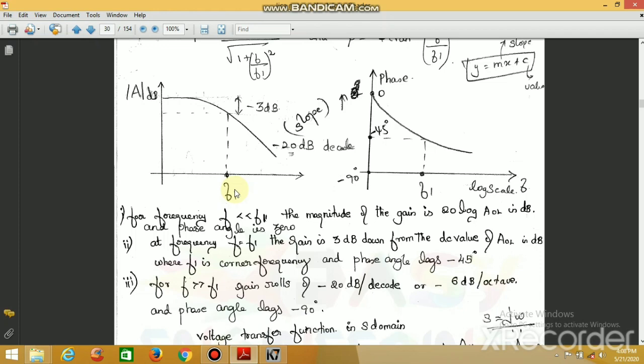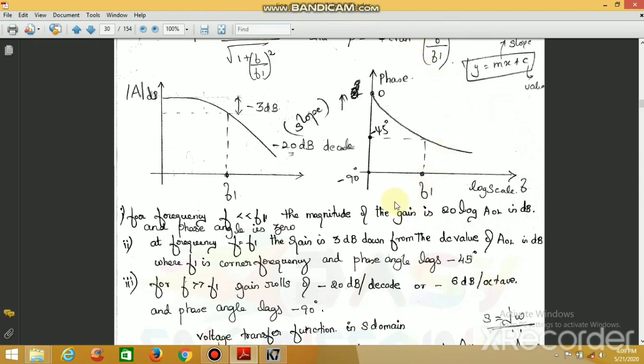or 6 dB per octave. So what we infer is, when the frequency is less than f1, the gain value remains constant. At frequency f1, the gain value decreases 3 dB, and at frequency greater than f1, the gain value decreases 20 dB per decade. That is the most important one. And the next one is nothing but the phase one.